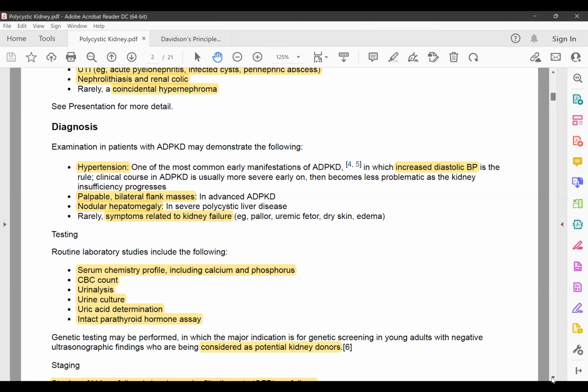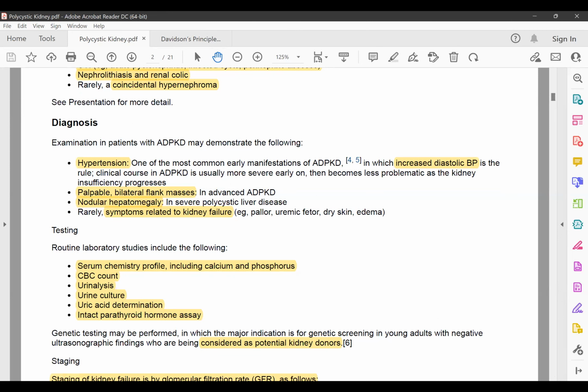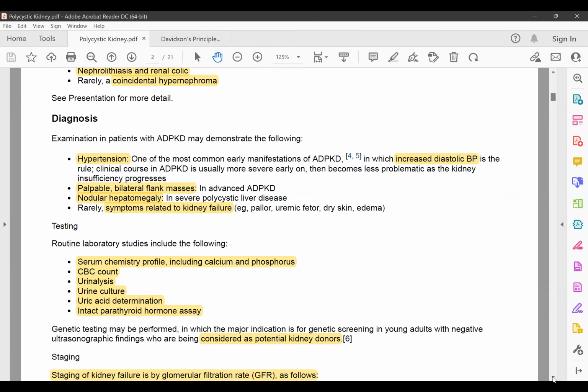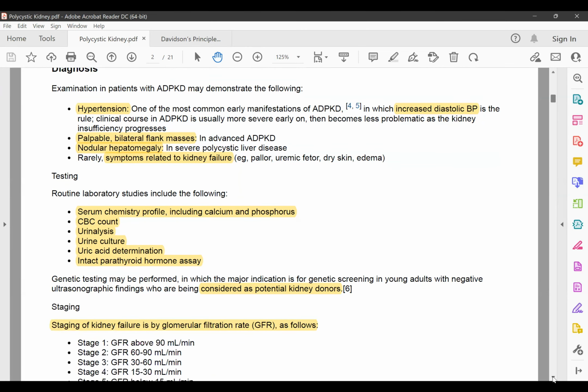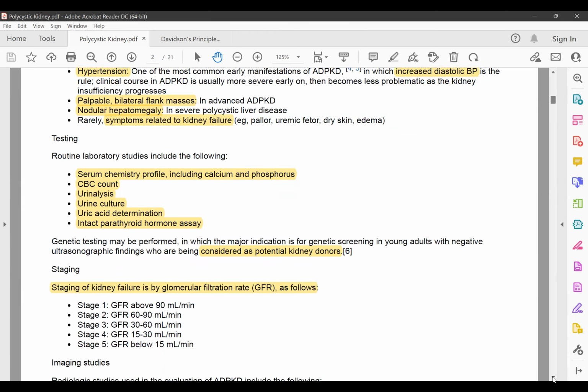And CBC, urine analysis, urine culture, uric acid determination, because if at all stones are formed here, normally calcium oxalate stones are formed. Here there are uric acid stones. Because of the inability of the kidney to excrete uric acid, there will be hyperuricemia, and the stones of polycystic kidney disease are uric acid stones compared to the general stones, which are calcium oxalate stones. Intact parathyroid hormone, I told you to look at the renal osteodystrophy. And also you should screen the potential kidney donors for that.